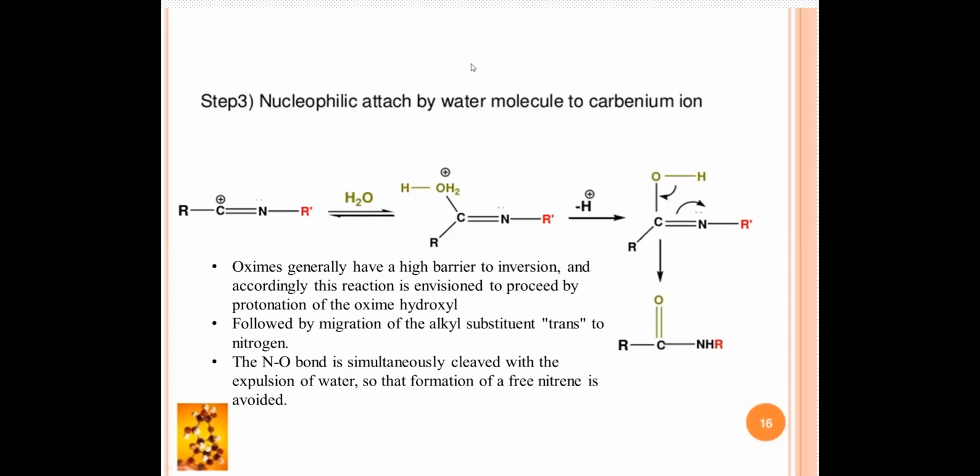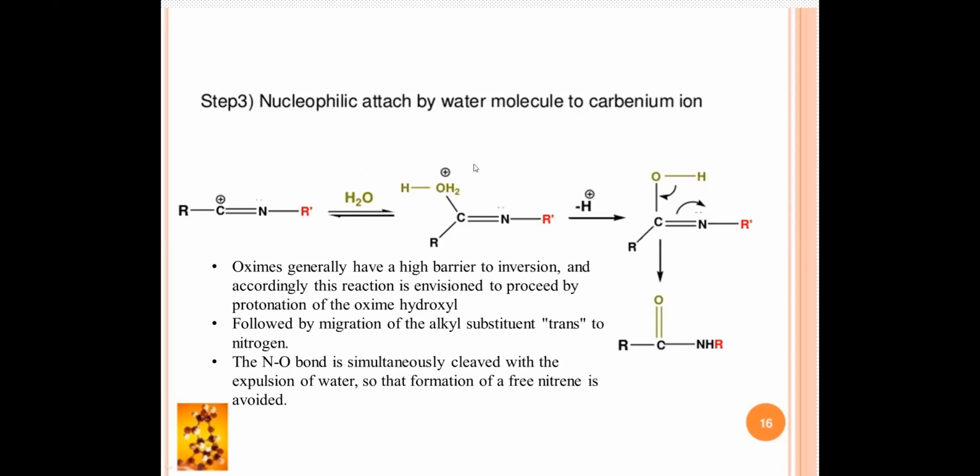This is followed by the NO bond being similarly cleaved, and with the expulsion of water, formation of the free carbonium ion. The next step is that the water OH will be transferred. The water which is attached to your carbonium ion will rearrange to give the corresponding amide. So this is how your amide is formed.